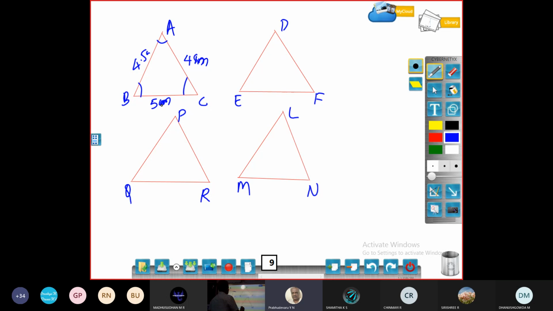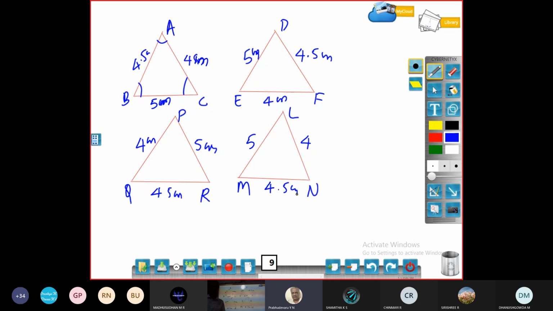Then I will write like this: 5 centimeter, then 4 centimeter, and then this is 4.5 centimeter. Then PQR, I will write like this: 4 centimeter, 4.5 centimeter, 5 centimeter. Now again another one I will write here: 5, 4, 4.5. Now tell me whether these figures are congruent or not.